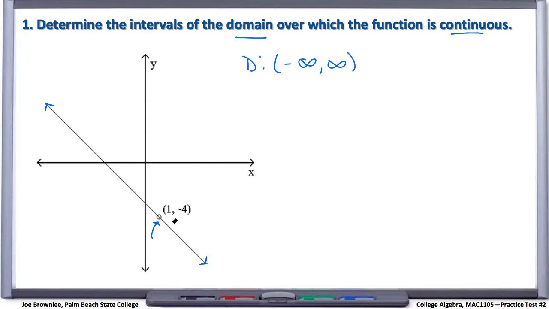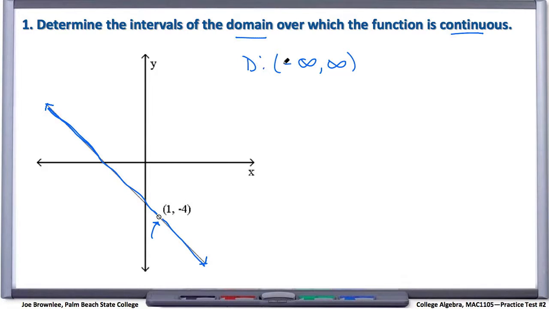So since the graph does not exist at this point, that means if we were to draw this graph, we set our pencil down here at the top, we start graphing. Once we get to this point, (1, -4), we've got to pick our pencil up off the paper, skip over this point, and set it back down again to continue graphing. So the fact that we had to lift our pencil off the paper and put it back down again means there is a discontinuity in this graph right here at this point, (1, -4).